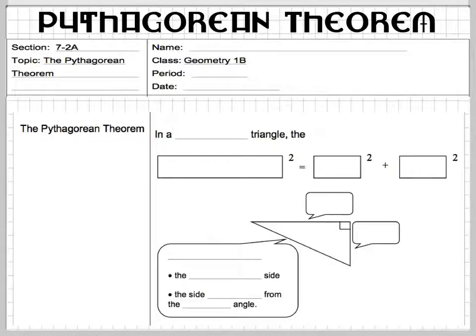Yeah, write it down. In a right triangle, so right triangle, the blank, blank, blank. Okay. Do you guys know what the Pythagorean Theorem is? I don't want to pretend that you guys don't know it. Here it goes. A squared plus b squared equals c squared. Do you remember the name?